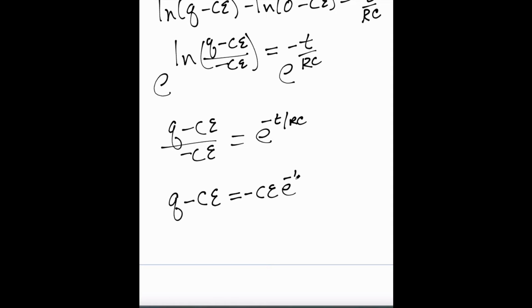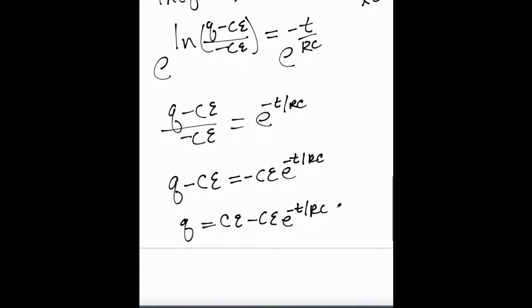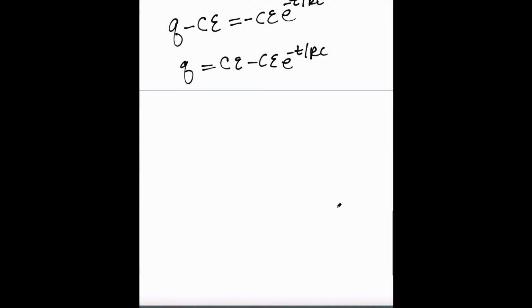We're nearly done. Aren't you excited? Okay, so I can add CE to both sides. So Q now equals CE minus CE times e to the negative t over RC. I'll remind you that C times E is just Q max. You guys getting tired of hearing that yet? So Q now is C times E, and I can factor that out: 1 minus e to the negative t over RC.